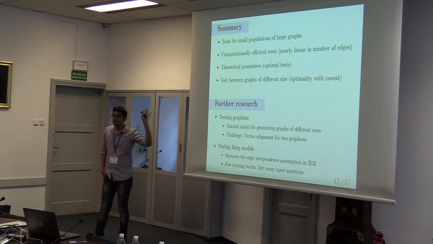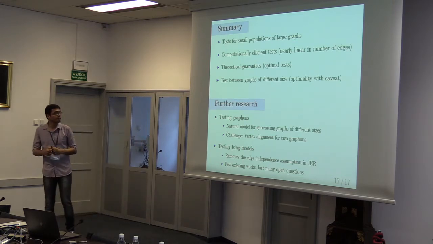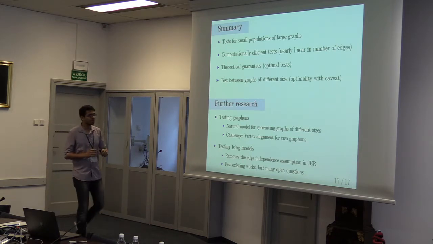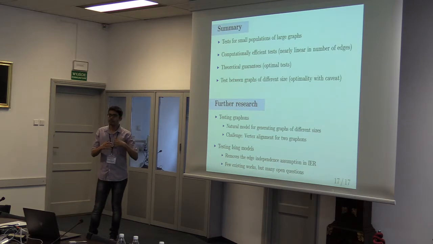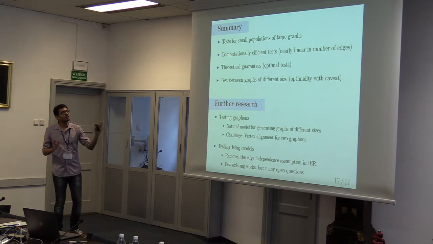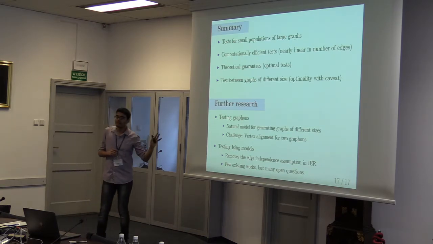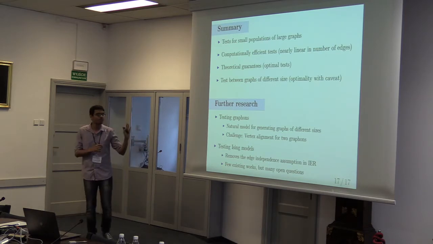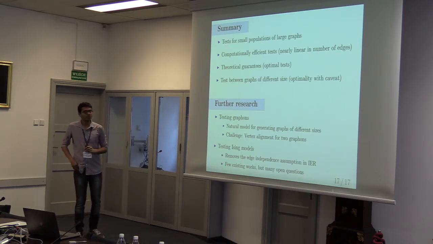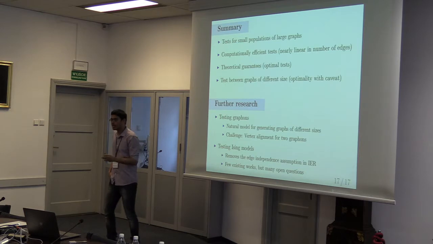In summary, we look mainly at the common vertex situation, and come up with tests which are computationally efficient and also theoretically optimal. And in the different graph size scenario, we have something, I'm not very happy about it, but there is some argument one can make about what the common problem is. There are different things one can look at beyond the current scenario.